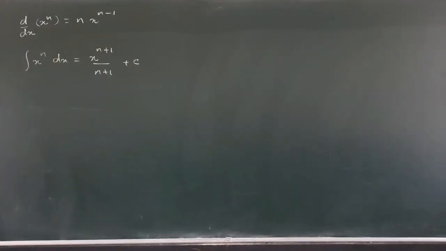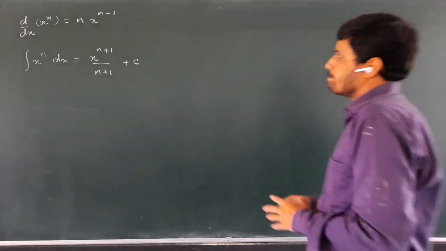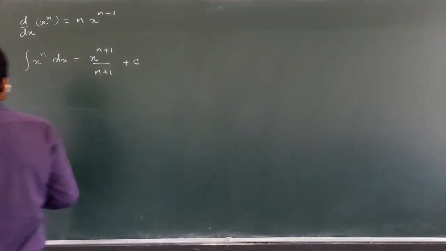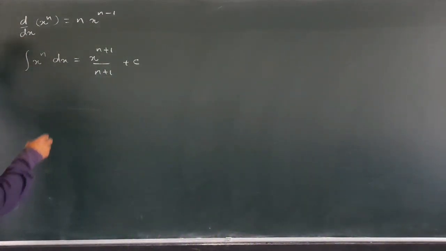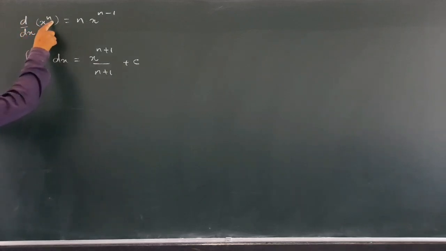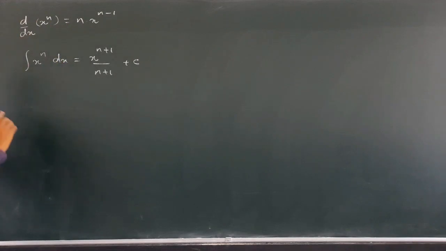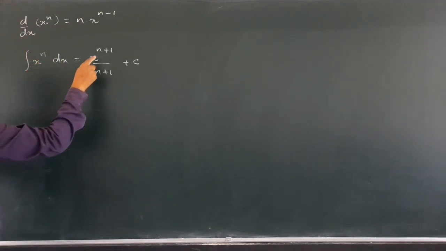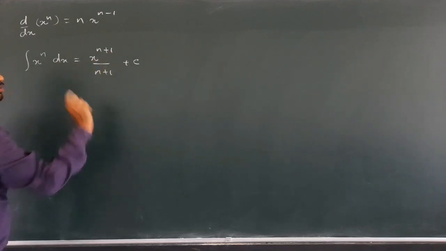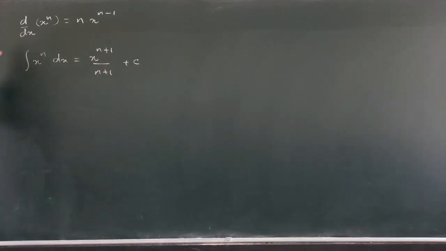I would like you to remember these two relations, students, which are very simple. The most basic ones, they will be used again and again. So derivative of x to the power n is n times x to the power n minus 1, which we have discussed in the previous class. And today we discussed integration x to the power n dx is x to the power n plus 1 by n plus 1 plus some constant. Derivative means slope, integration means area under the curve. Okay.